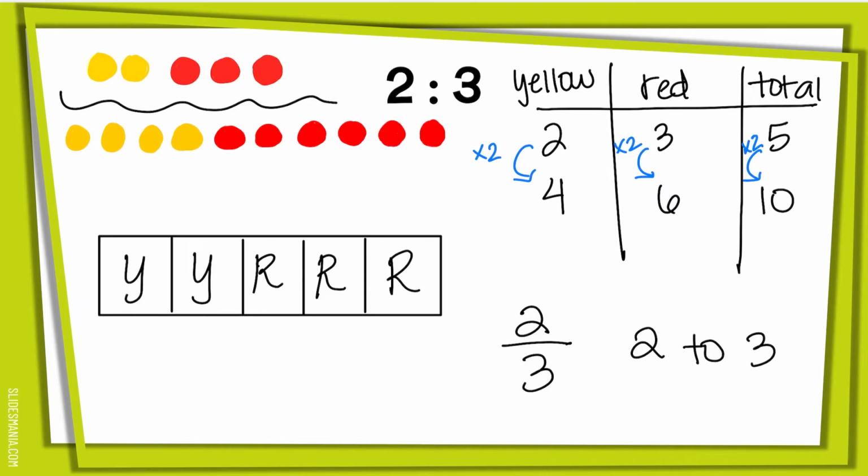Then I thought, what if I doubled that? If I doubled it, I would have 4 yellow, 6 red, which would give me my total of 10. I also represented it in a strip diagram right here. So for every 2 yellow boxes, there was 3 red. And then I represented our ratio in the 2 other ways that we can, using our fraction bar and also using our word ratio.